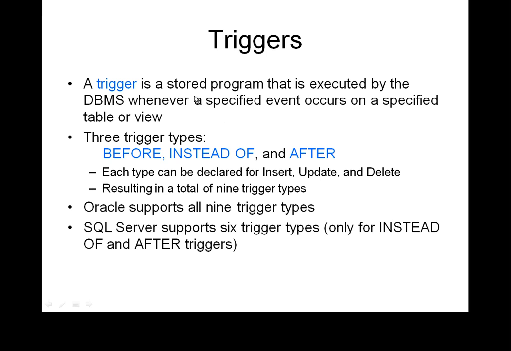So what's a trigger? It's a stored procedure or stored program that is executed by the database management system whenever a specified event occurs on a specified table or view. We have three trigger types: before, instead of, and after. Each type can be declared for insert, update, or delete, resulting in a total of 9 trigger types. The before with the insert, the before with the update, the before with the delete, that's 3, and so on, and that's a total of 9.